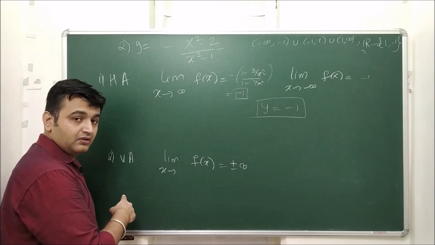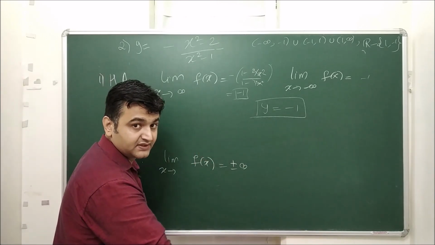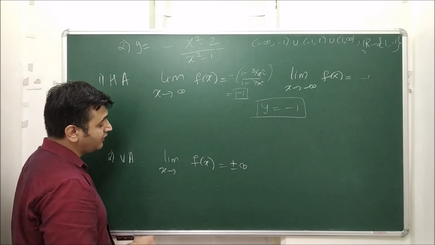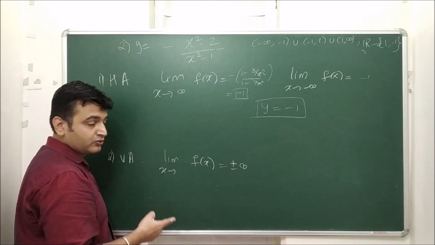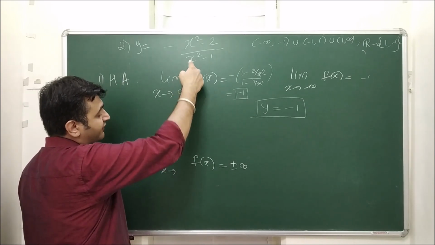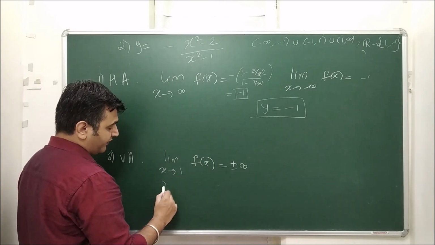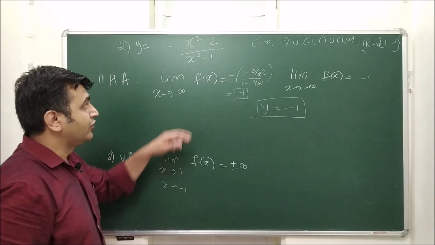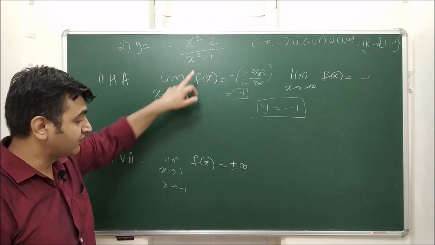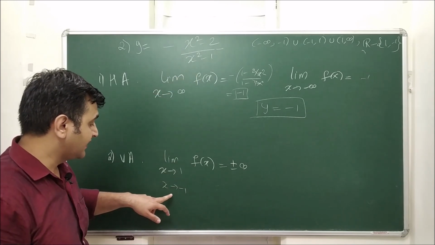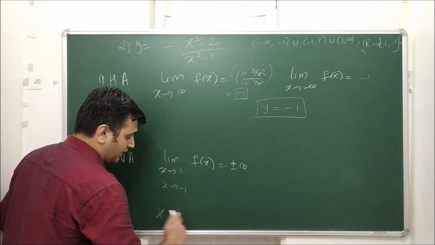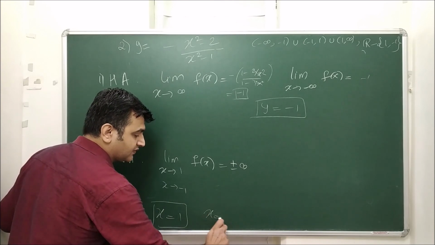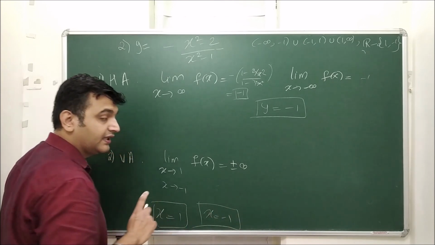When do you get vertical asymptotes? When your function goes to plus minus infinity. So can you give me the points my x should approach so that you get plus minus infinity? Yes, when you approach 1 or when you approach minus 1, your denominator becomes 0. Therefore x equal to 1 and x equal to minus 1 are your vertical asymptotes.